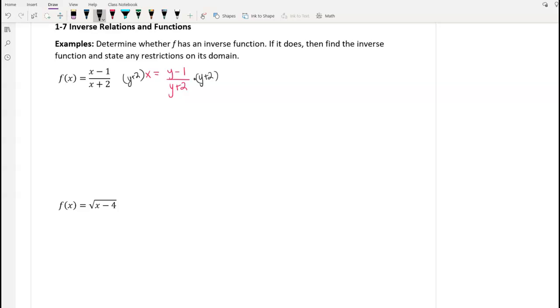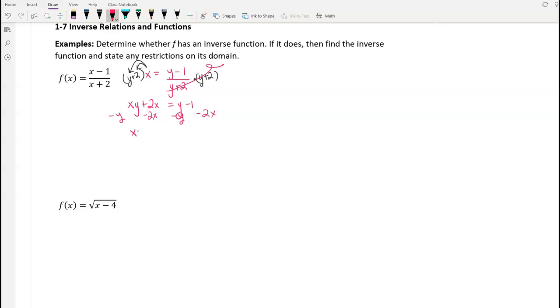All right, so when I multiply on the left-hand side, that x distributes, and I get xy plus 2x equals y minus 1. And that's because, boom, when I multiply and divide by the same quantity, they're going to cancel each other out. So now I want all my y's on one side and all my x's on the other. So let's go ahead and move this y over here. So I'm going to subtract 2x from this side, but then subtract y from this side.